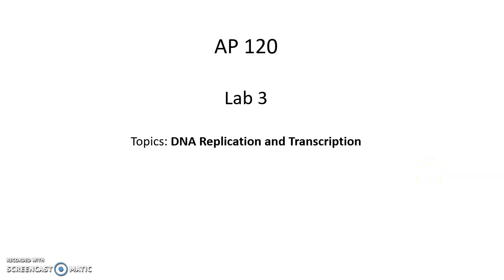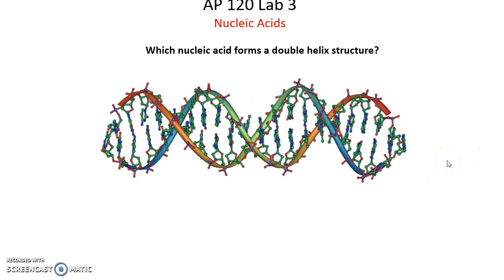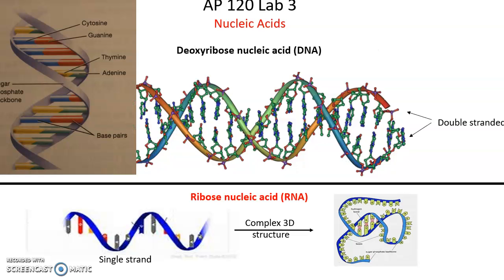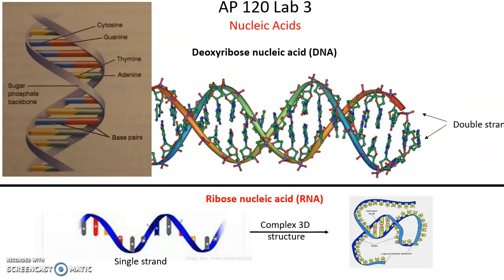AP 120, Lab 3. The topics covered are DNA replication and transcription. So, what is this? I hope you automatically know that is DNA, the double helix of DNA. DNA is a lovely double-stranded nucleic acid. Its official name is deoxyribonucleic acid.